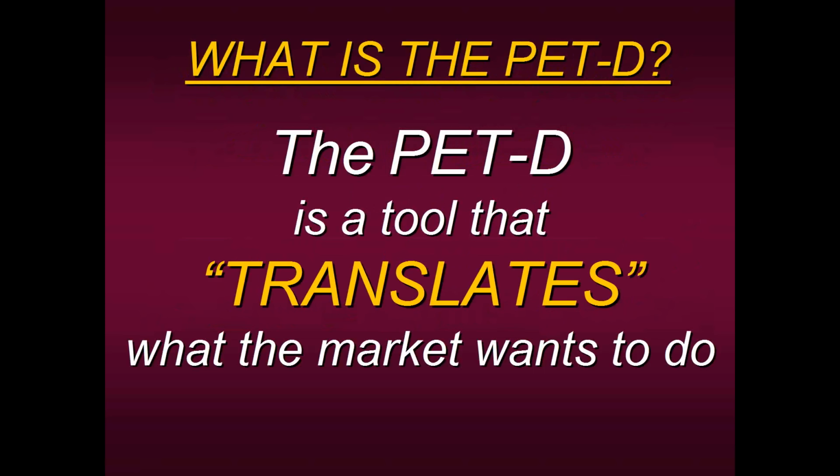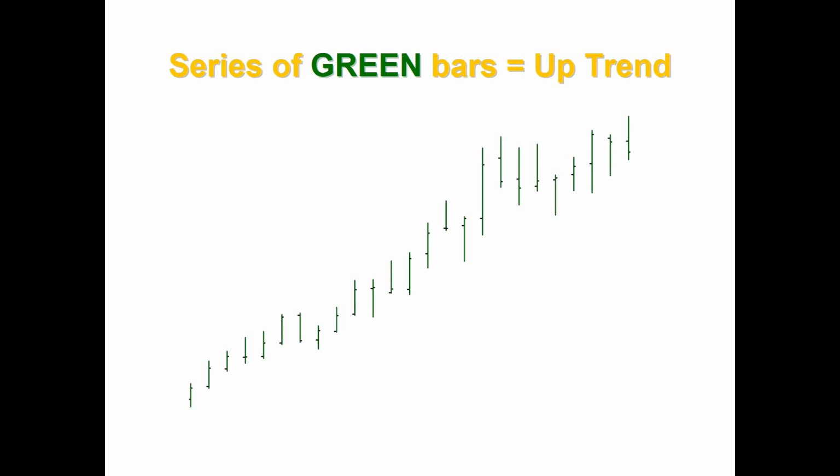Well, the PET-D is the tool that translates what the market wants to do. And therefore, you don't need to listen to all those things. You can really simplify your trading and simply concentrate on what the PET-D is telling you. Now, here's the way it works. It's a formula that I was taught roughly 40 years ago on the floor that is a little bit cumbersome. Although it can be done, you have to do it by hand, and it can get a little difficult along the way.